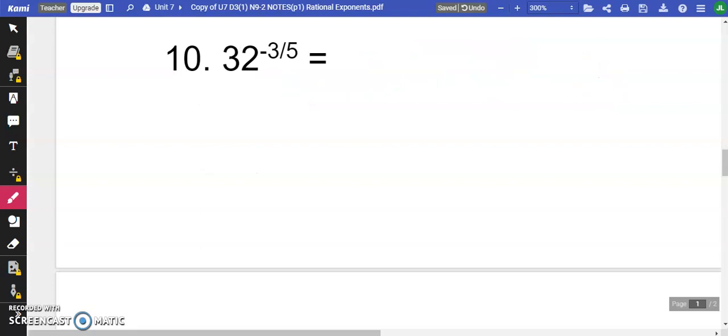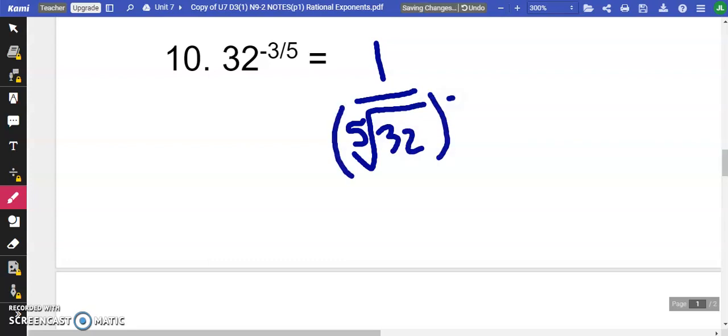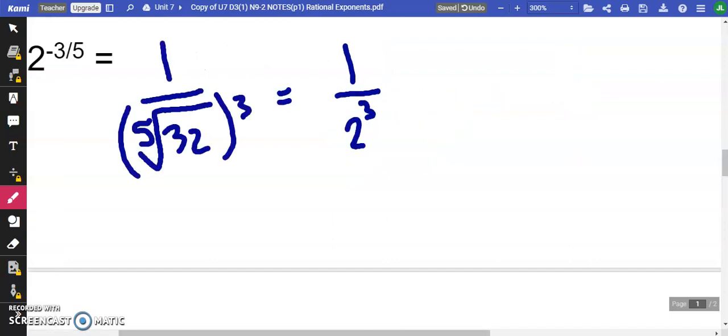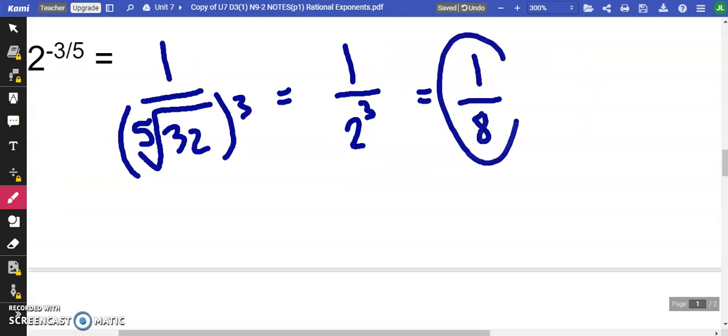Finally, for number 10, I see a negative exponent, so that means I'm going to need a fraction. I see a 5 on the bottom of my exponent, so I need a fifth root. And then since the numerator of the fraction was a 3, that's going to remain as my exponent. If I take the fifth root of 32, that gives me 2. And 2 to the power of 3 is 8. So my simplified fraction is 1/8.